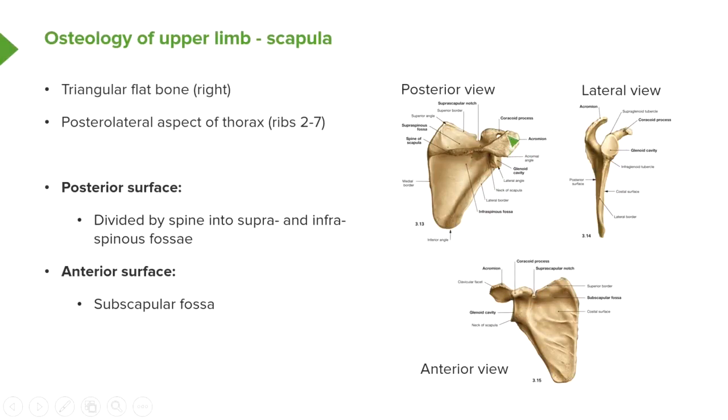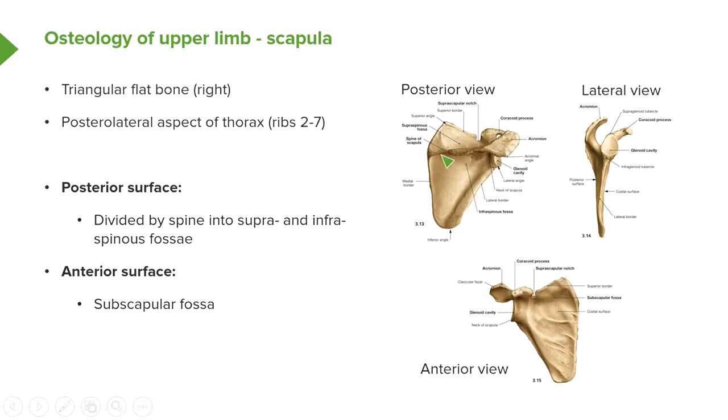We can see it dilates into this large structure here, known as the acromion. But the spine separates the posterior surface of the scapula into a supraspinous, above the spine, and infraspinous fossa. We have a supraspinous and infraspinous fossa, and these fossae are important in offering muscle attachments that work on the shoulder joint. And again, we'll look at these in more detail.